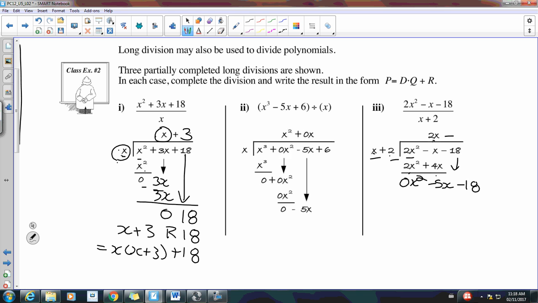And that would be negative 5. So negative 5 times x is negative 5x. Negative 5 times 2 is negative 10. And then we subtract, which leaves us a remainder of negative 8. So we could say that this is equal to x plus 2 times 2x minus 5, minus 8.